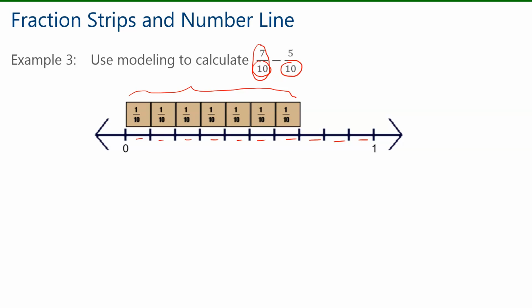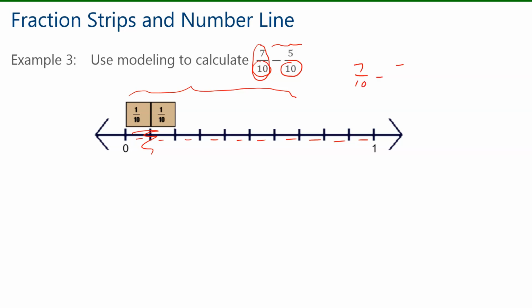What are we asked to take away? We're asked to take away 5/10. So I'm going to remove those 5 1/10 strips, and we're left with 2 1/10 strips. In other words, 7/10 minus 5/10 equals 2/10. But we're not quite done. This one can reduce. 2 and 10 are both even numbers. 2 is the GCF. So I will get 1/5.